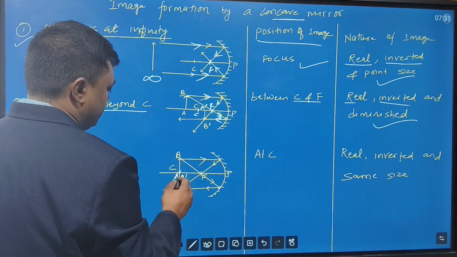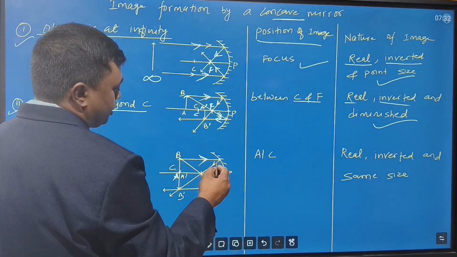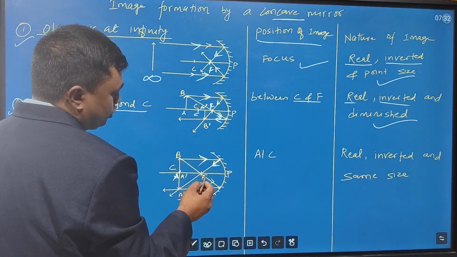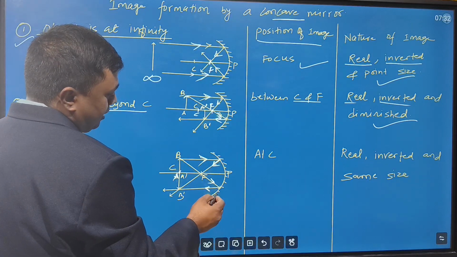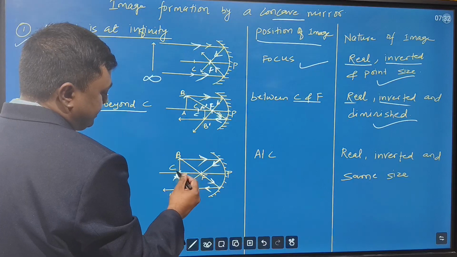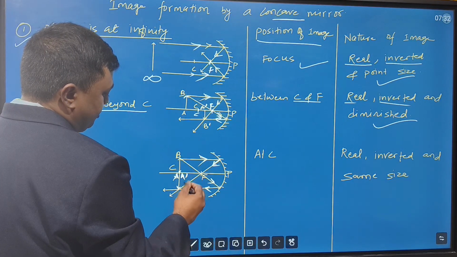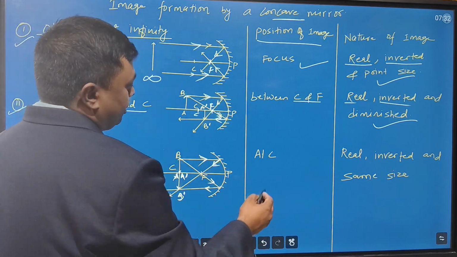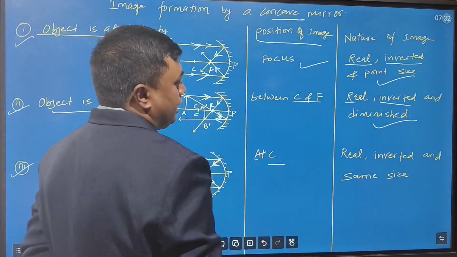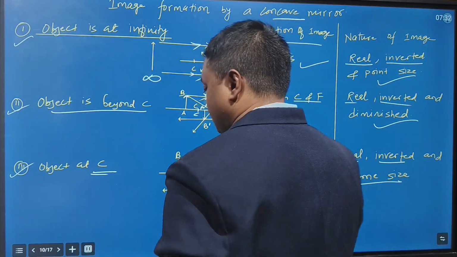Next we talk about whenever the object is at center of curvature. AB is the object. So one light ray you take parallel, it will pass through focus, yes or no? Second you pass through focus only, so it will become parallel. So you can see this light ray and this light ray is meeting exactly at the C only. So here only A dash, B dash image is formed. So image is at C only, and then how is the nature? Real, inverted and same size.